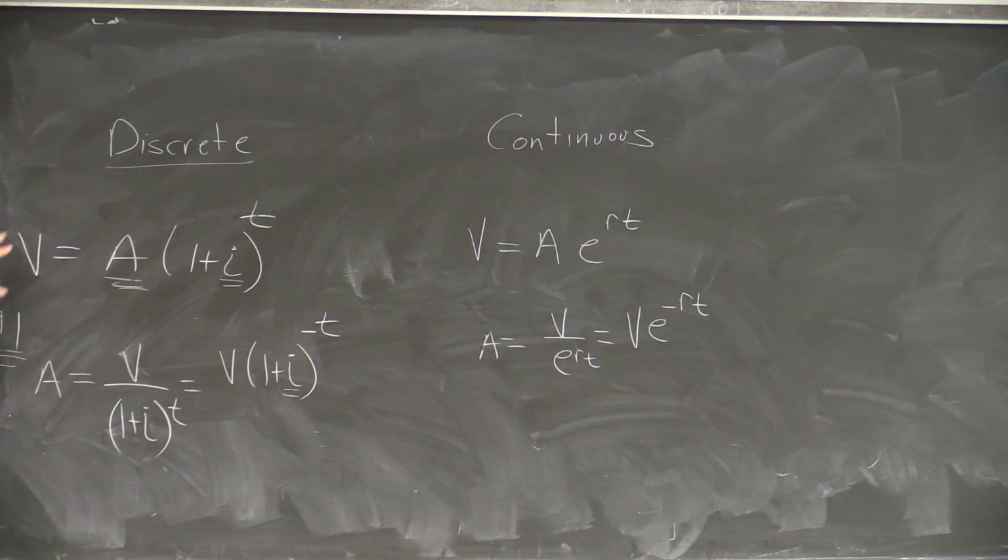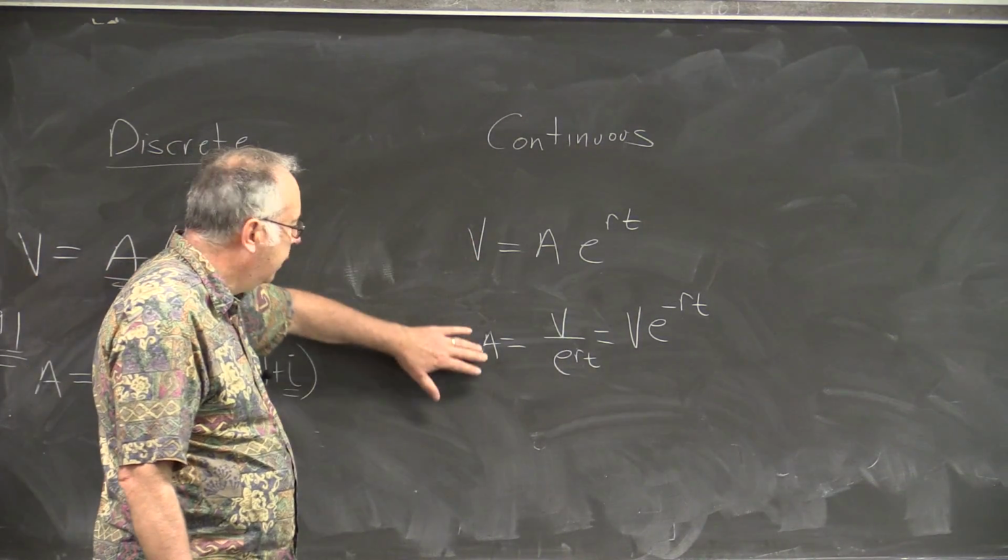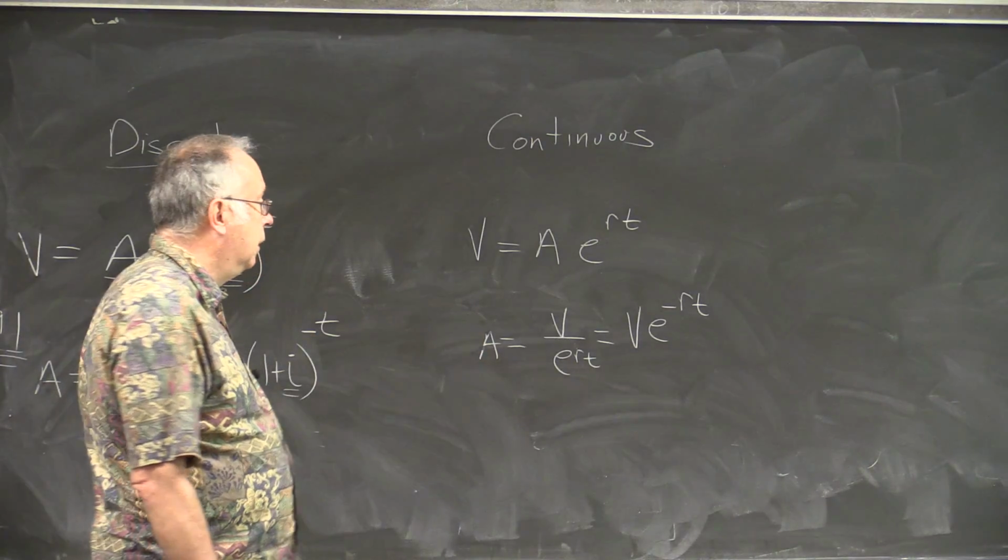So you should be familiar with these models, all four of these. This is the discrete models of growth, future value, present value. Continuous growth, future value, present value.